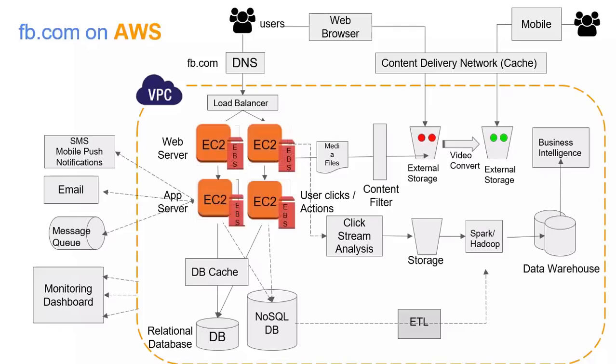Now all these VMs that we are talking about are nothing but EC2 machines, right? And the disk that we attach is called EBS, Elastic Block Storage, and it has a limitation on maximum size.